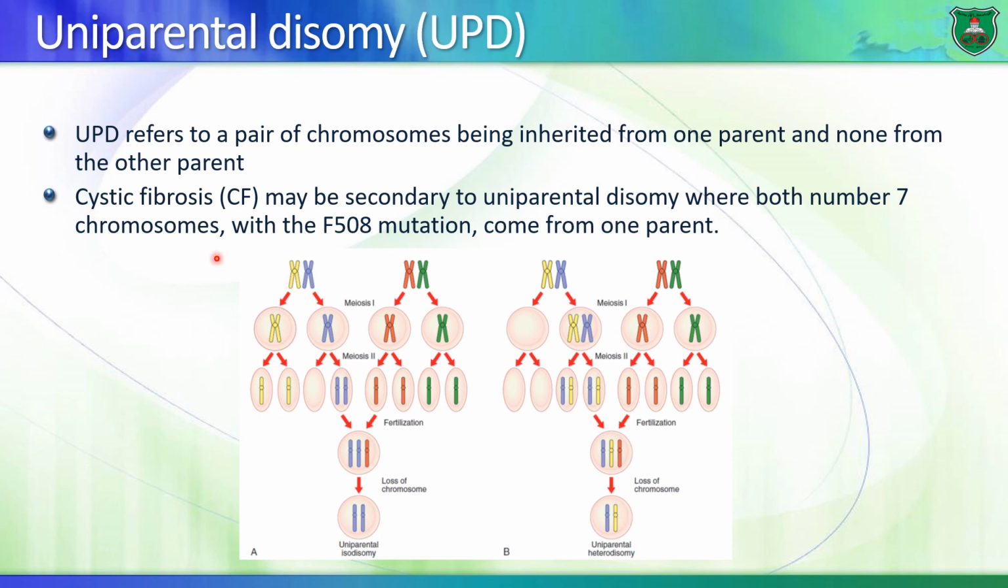So it appears that in one condition, you have a child with cystic fibrosis, even though the parents are not affected. But it turns out that both chromosomes in this child came from one parent. So this is uniparental disomy.